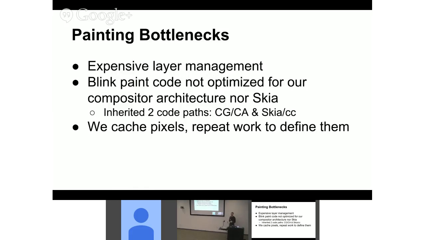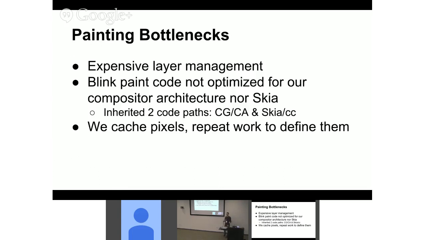So the painting bottlenecks, the key areas that we want to attack, is layer management, expensive layers. If you're familiar with the internals of these systems, render objects, the render tree generates render layers, which generate graphics layers, which generate some other kind of layers in the compositor, which then go to something else. And so all of these layers are transformations that don't really need to happen. We really only need one representation of what layers are. And all of this is expensive.